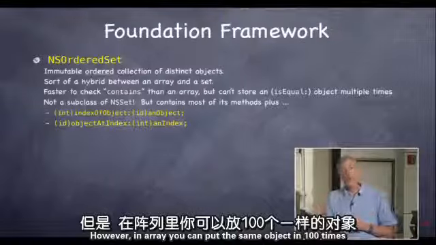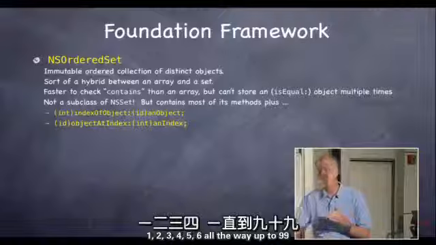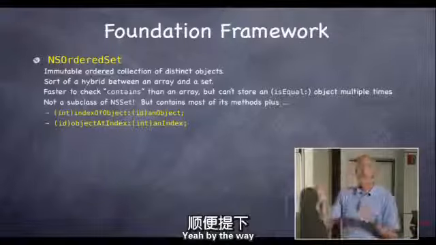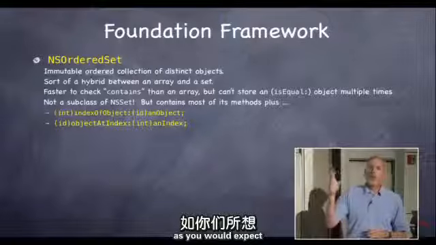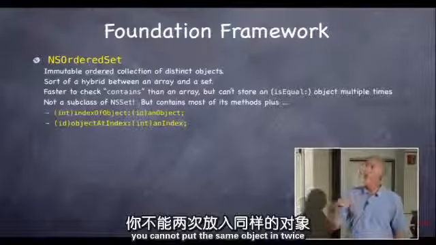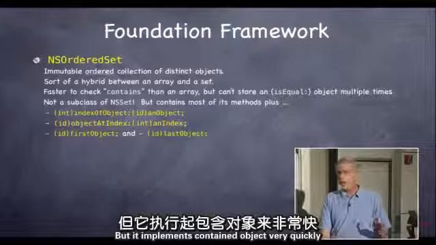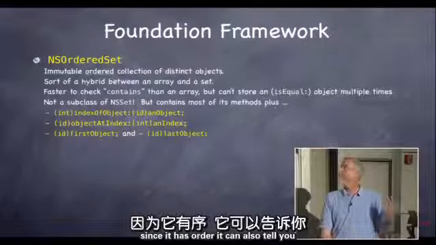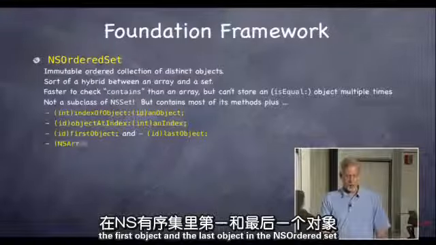However, in an array, you could put the same object in 100 times. And it would be at index 0, 1, 2, 3, 4, 5, 6, all the way up to 99. Oh, yeah, by the way, arrays start at index 0, as you would expect. So with an NSOrderedSet, you cannot put the same object in twice, but it implements containsObject very quickly. Since it has order, it can also tell you the first object and the last object in the NSOrderedSet.